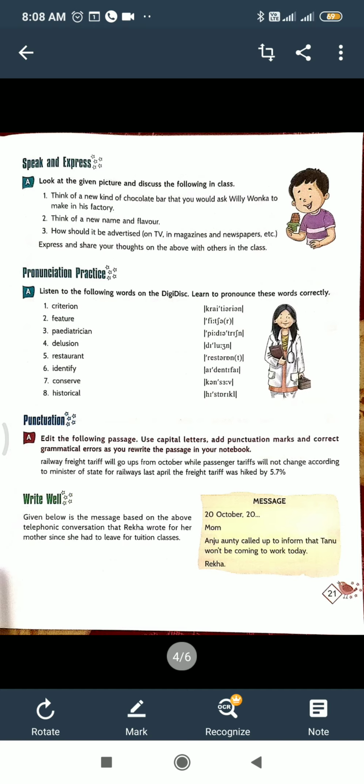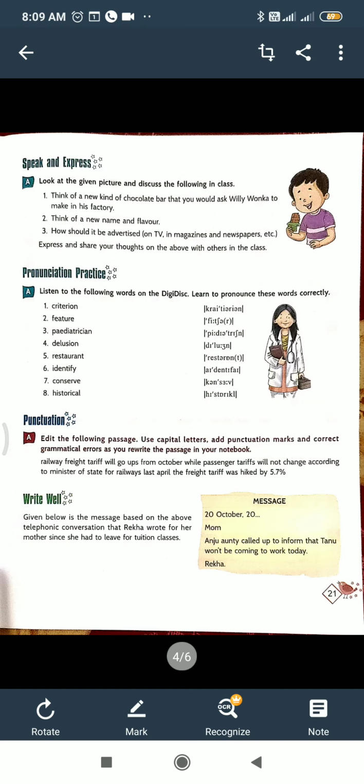And now punctuation. Punctuation is related to comma, inverted comma, full stop, capital letter, semicolon, colon, etc. Here this para has only 2 lines and it's not punctuated, so use punctuation here. Okay, railway freight tariff will go up from October, while passenger tariffs will not change according to the minister of state for railways last April. The freight tariff was hiked by 5.7%. So the first word should be capital, and wherever a full stop is required, the next sentence starts again with a capital, then comma, full stop, etc. It's very easy, you can do it.